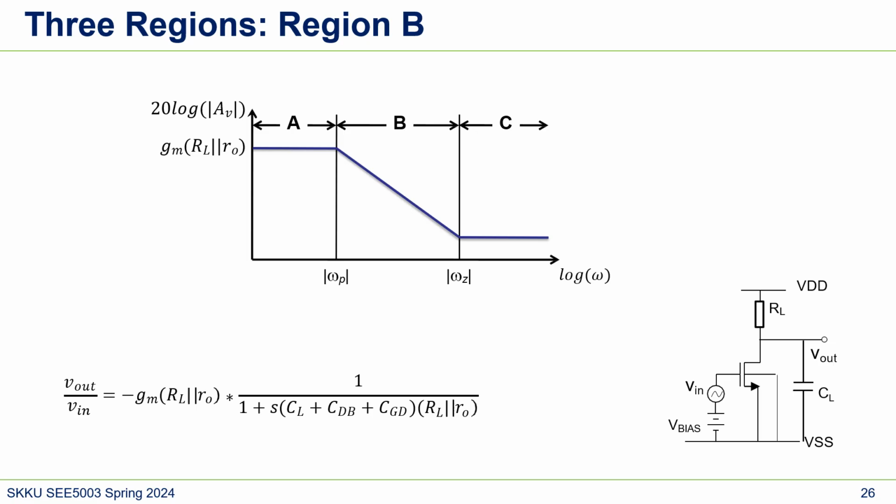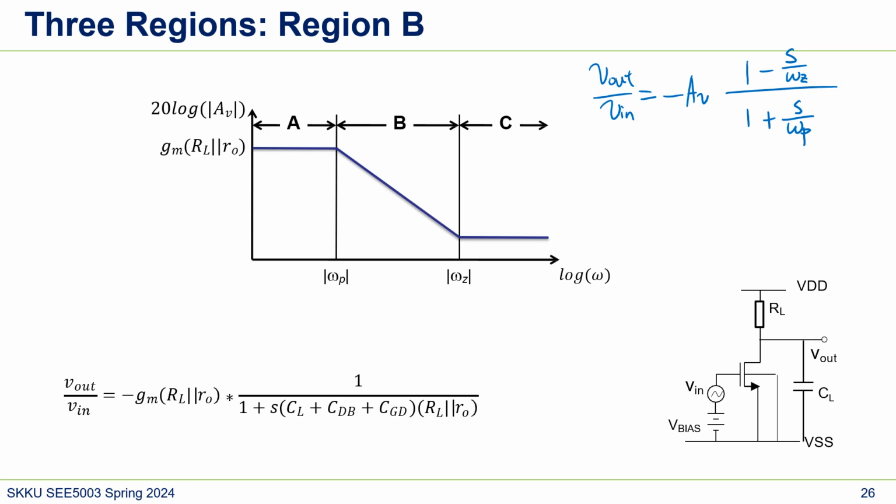The next is region B. So what we assume is that V out is basically the DC gain, and then it was like 1 plus, actually 1 minus S over omega Z, and because we have only one pole, it's like this. This is what we have.